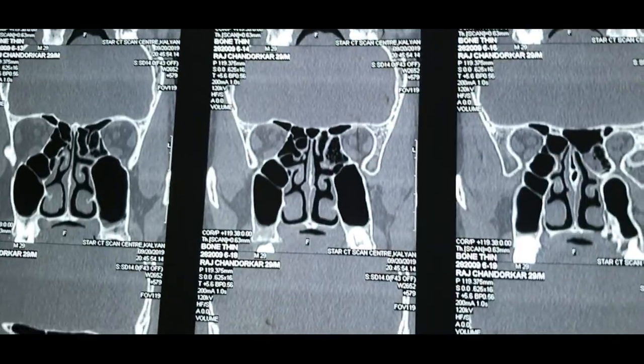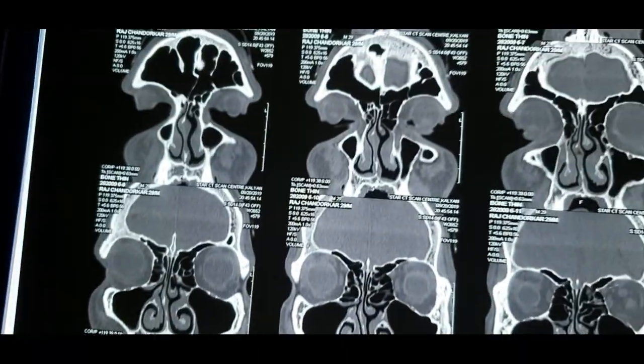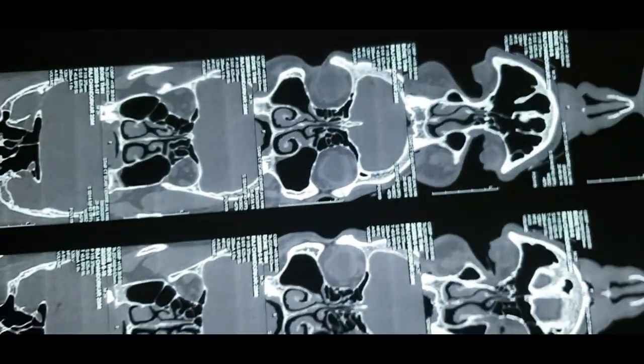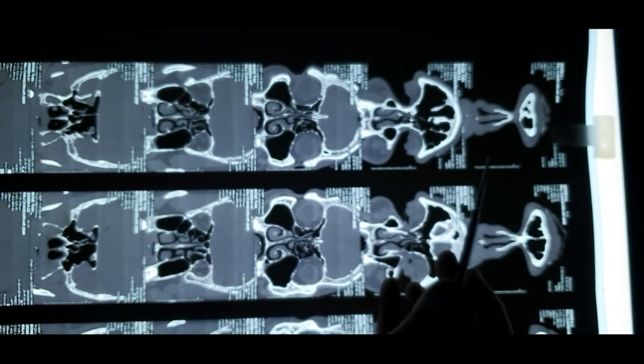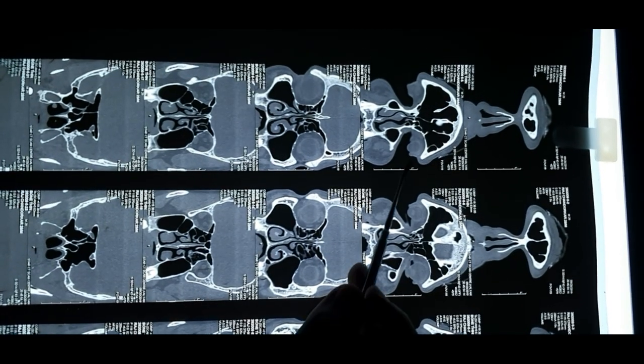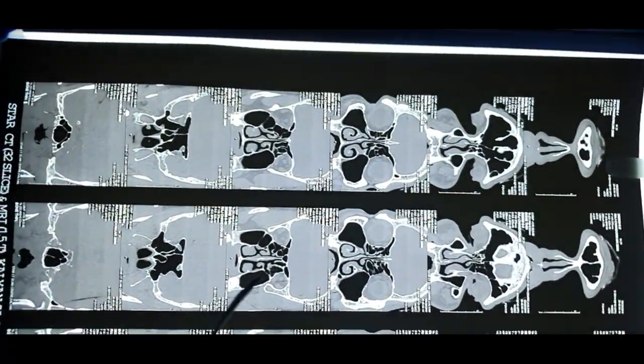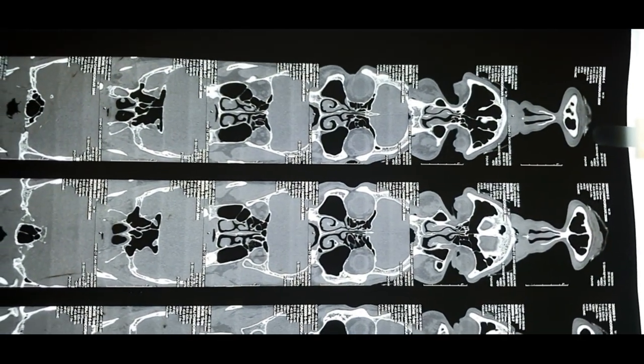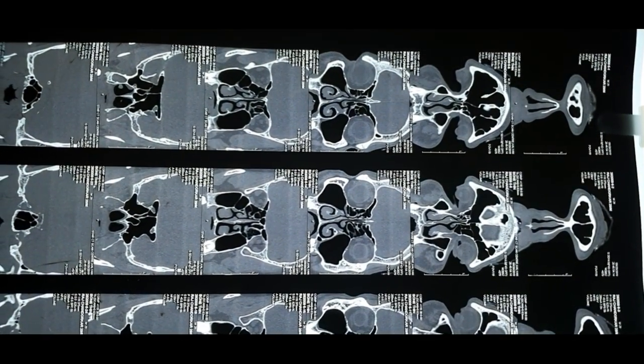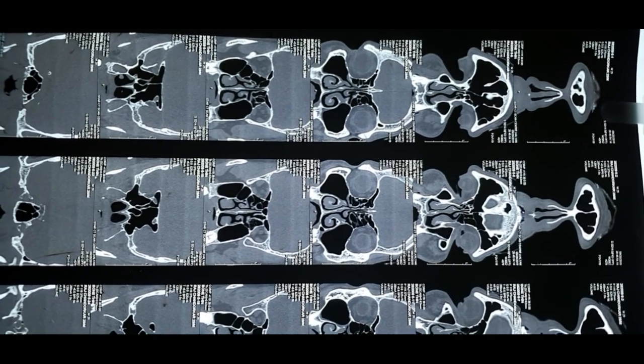Yeah, so basically we have covered all the anatomy in the CT scan PNS, right from the first film to the end of this last film. We have covered all the cells, all the anatomy, how to differentiate different anatomy from which cells. So I hope you find this video helpful for your future CT scan reference.